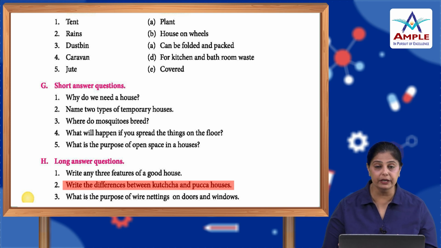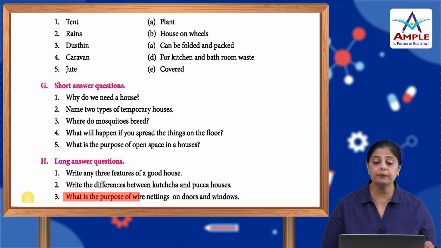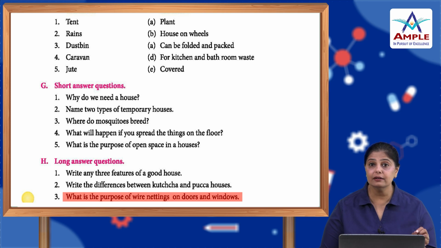Pakka houses are permanent. So, now depending on this, elaborate and write your answer. What is the purpose of wire nettings on doors and windows? Wire nettings prevent the mosquitoes and house flies from entering the house. At the same time, any other type of insect also.